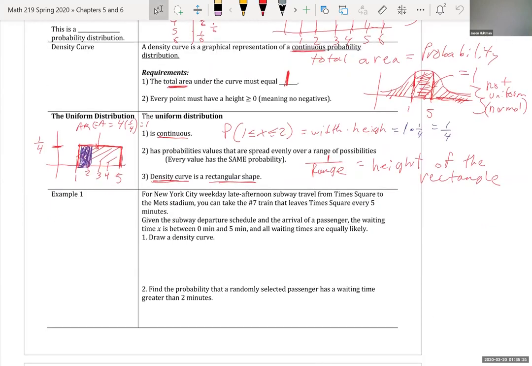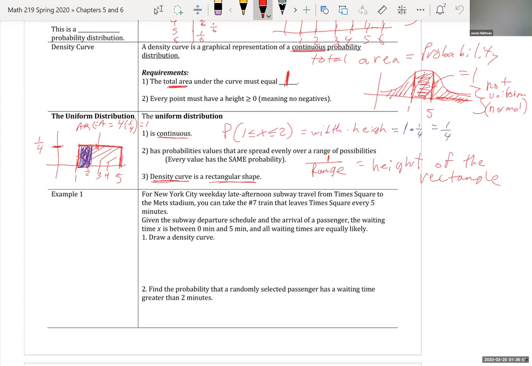So let's see how this works out in another example here. For New York City, weekday, late afternoon subway travel from Times Square to Met Stadium, you can take the number 7 train that leaves Times Square every 5 minutes. Given the subway departure schedule and the arrival of the passenger, the waiting time X is between 0 minutes and 5 minutes, and all waiting times are equally likely. Draw a density curve.